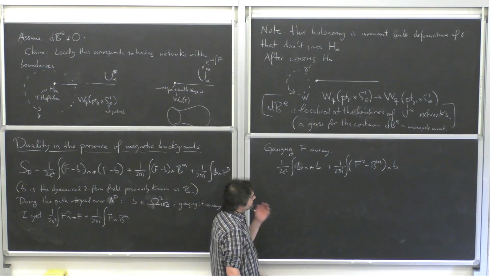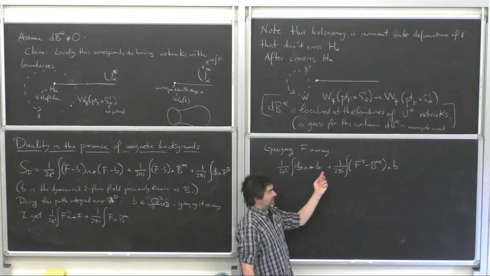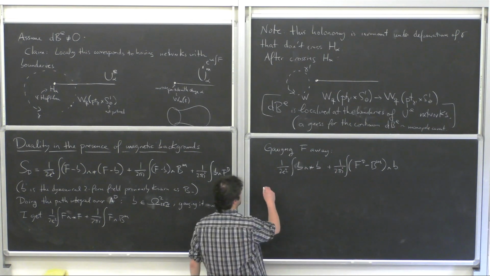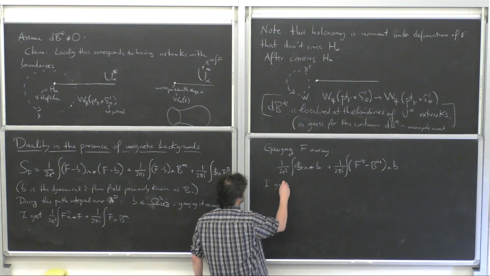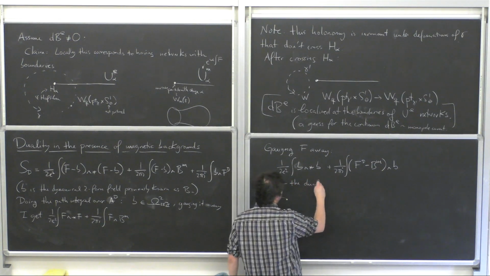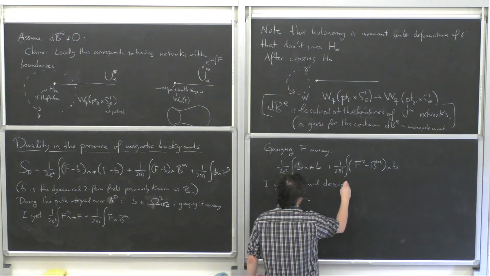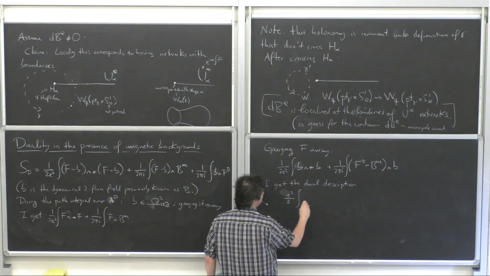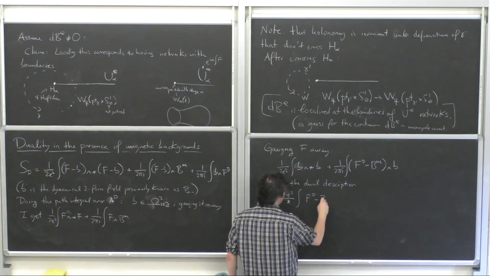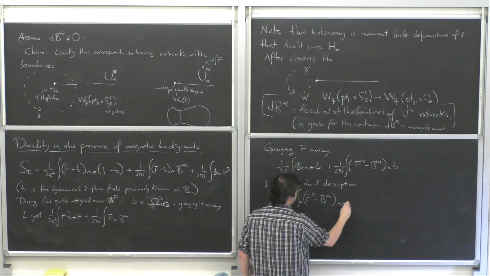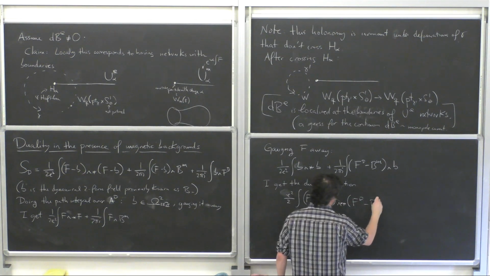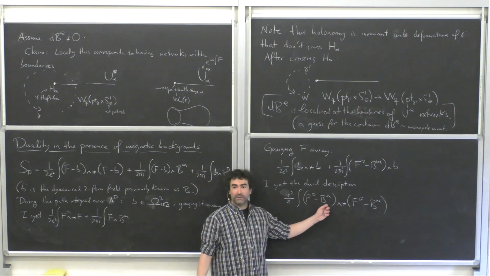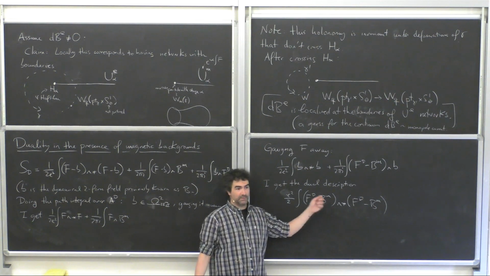And now, of course, as before, I have a Gaussian in b. I can complete the square and integrate over b. And up to 1 loop factors, I get the dual description, which is e squared over 2, integral of (F_D minus B_m) wedge star of that. So indeed, what was a magnetic background in the original description has become an electric background in the dual description.